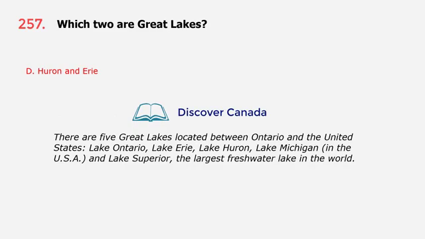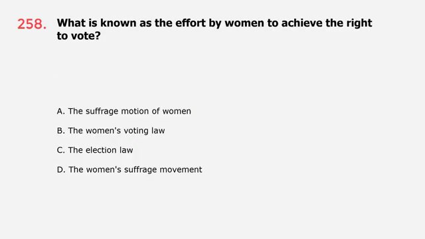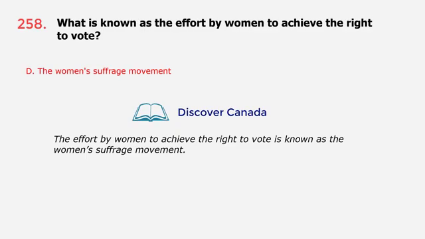The answer is D. Huron and Erie. Question 258. Which is known as the effort by women to achieve the right to vote? A. The suffrage motion of women. B. The women's voting law. C. The election law. D. The women's suffrage movement. The answer is D. The women's suffrage movement.